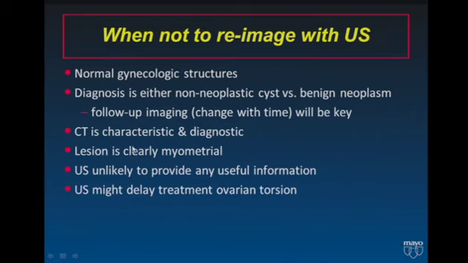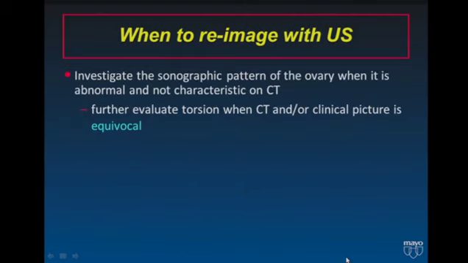So we've talked about a number of times when re-imaging with ultrasound is really not indicated. So when should we be re-imaging with ultrasound? Well, first and foremost, I want to emphasize that if the sonographic pattern of the ovary is going to help you make a diagnosis, because it's not a characteristic abnormality on CT, then by all means we should be doing ultrasound. And so, yes, indeed, in torsion, if the CT and/or the clinical picture is equivocal or doesn't support the diagnosis of torsion, then we should be doing ultrasound to further evaluate these patients.